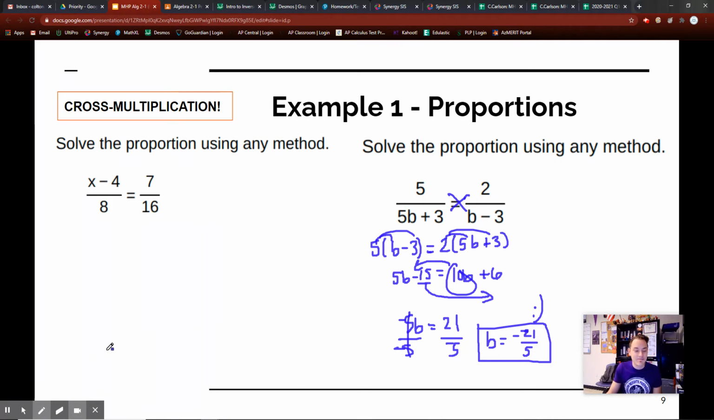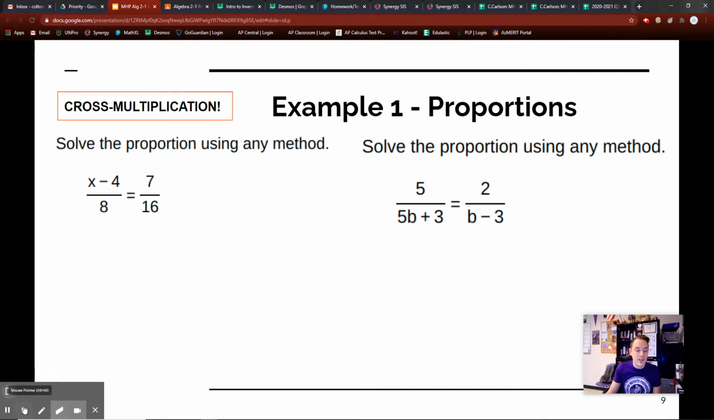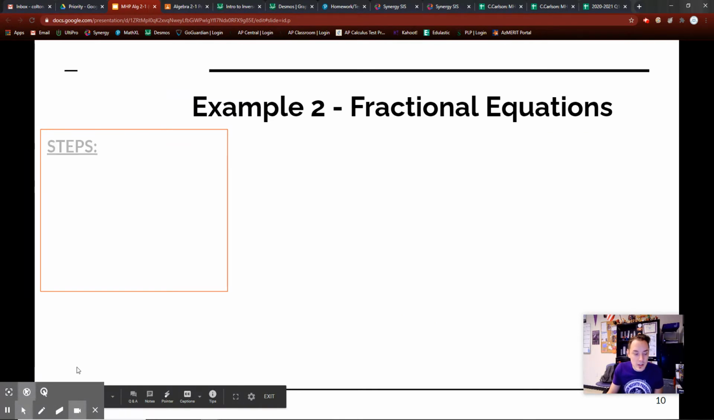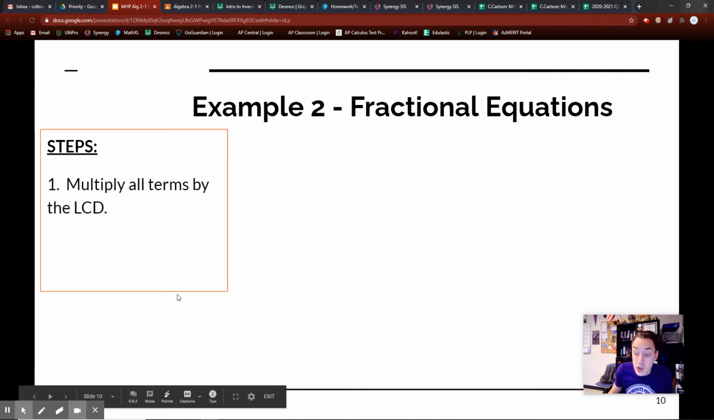Keep it like that. All right, let's erase. Let's continue. Now we get into what we call fractional equations. What are fractional equations? I'm going to show you in a little bit, but here are the steps, and you should write them down.